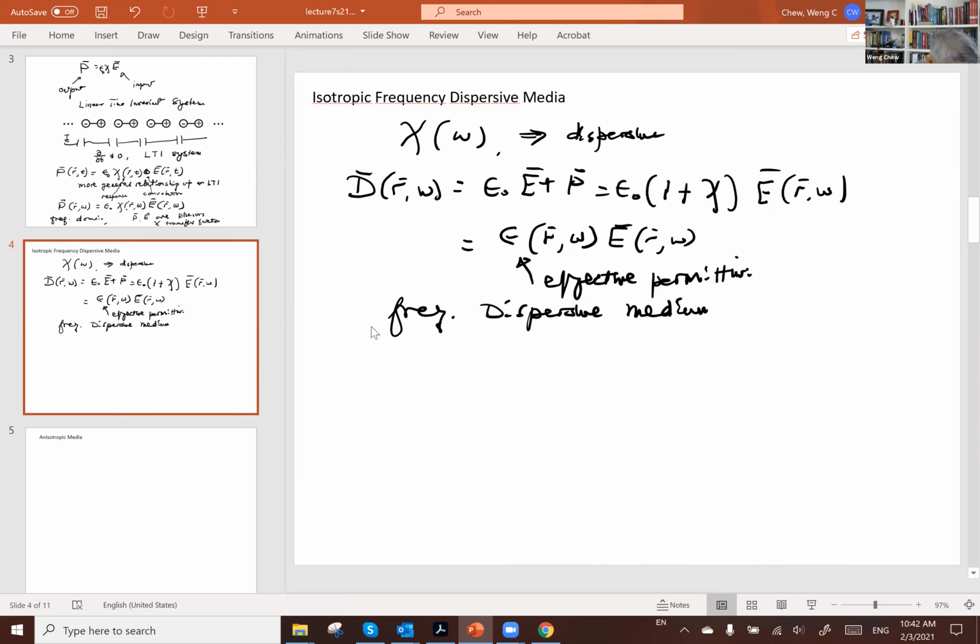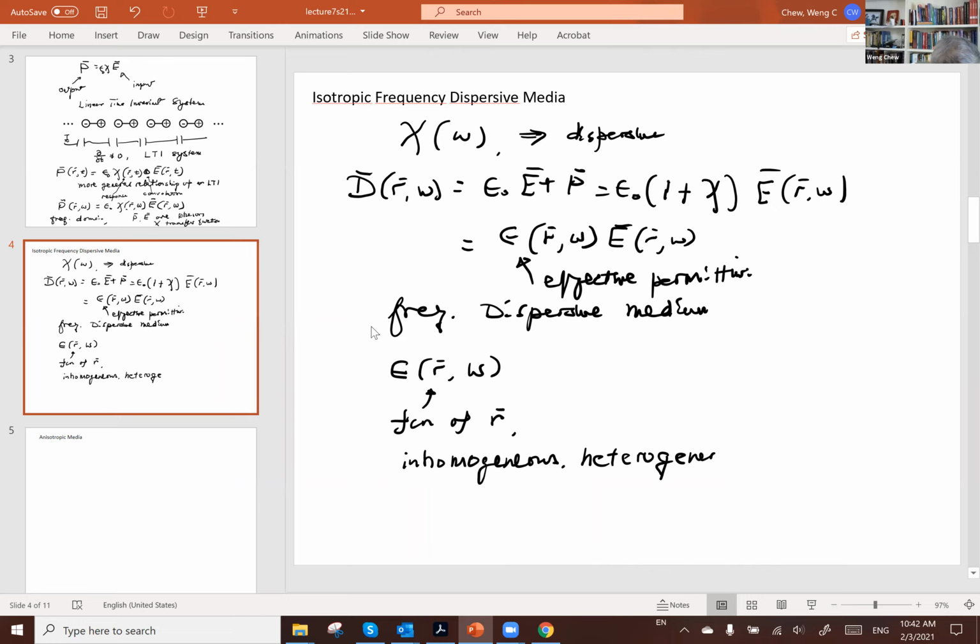So epsilon is in general a function of frequency. When epsilon is a function of space, a function of R, then we call the medium inhomogeneous, or another English word is heterogeneous. Okay, so a heterogeneous medium is quite complicated, but you usually need a computer to solve this kind of problem. In this course, most of the time, we will assume that epsilon is independent of R to make things simpler, or we make epsilon a piecewise constant function of R to make things simpler.